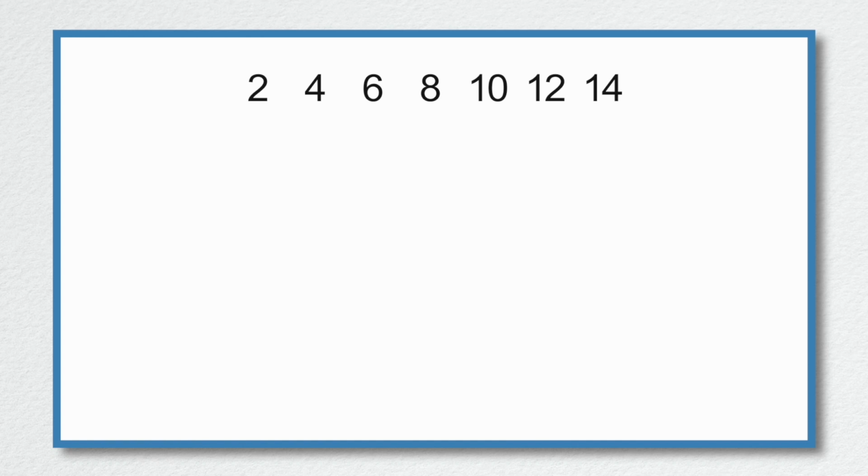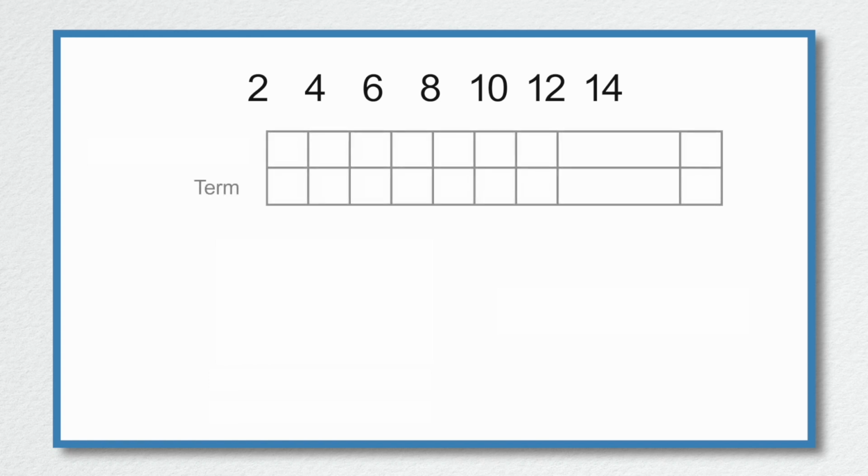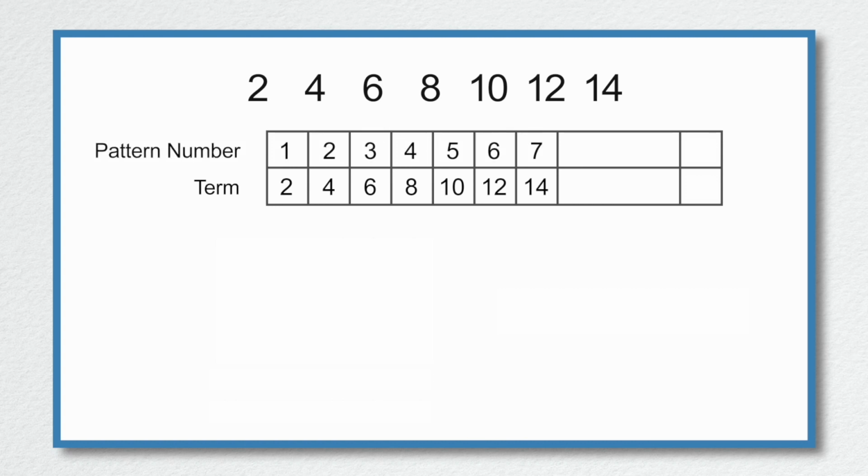We have the numbers 2, 4, 6, 8, 10, 12, 14 and so on. These numbers are the terms of the sequence. And to find the rule, we are going to find the nth term of this sequence. I'll explain what I mean. I'm going to make a table and put the terms in that table, and I'm going to number each of those terms. The first term in our sequence is 2, the second term in our sequence is 4, and so on.